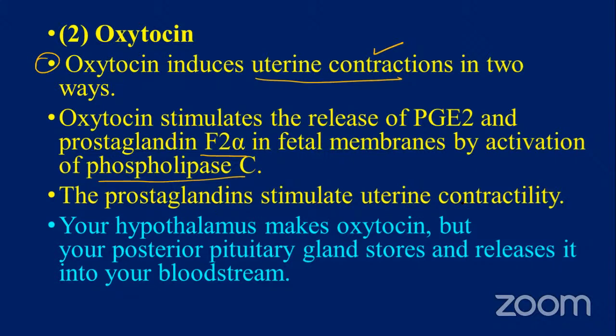The prostaglandin stimulates the uterine contractility. Prostaglandin, see that the oxytocin also, along with the prostaglandin, that is also very, very important. But here the question is, oxytocin is the uterine contraction, main one.